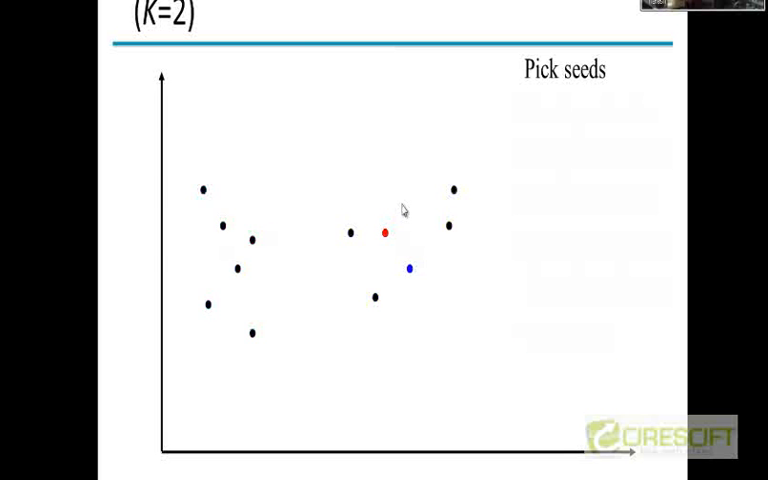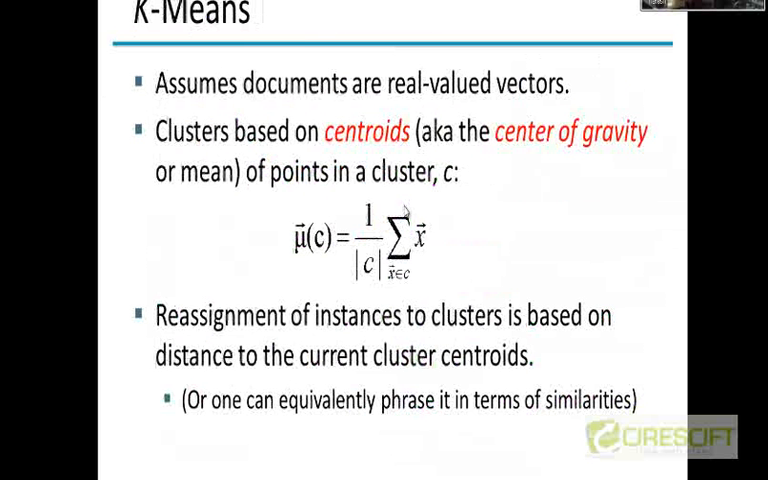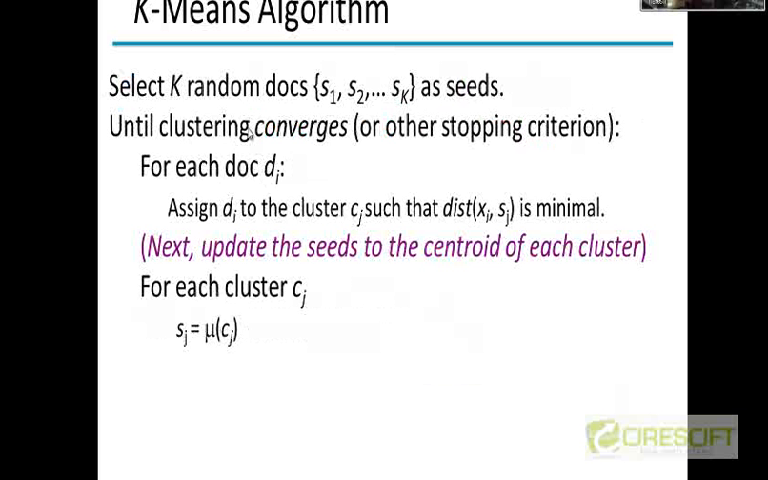Let me describe this in a more textual way. What we do is we select k random documents as seeds. So we want to have k clusters at the end. The number k is given to us. So we start off with k documents as seeds, and then all the other documents are mapped to one of these k clusters depending on which of the k seeds they are closest to. So that's the initial clustering we start off with.